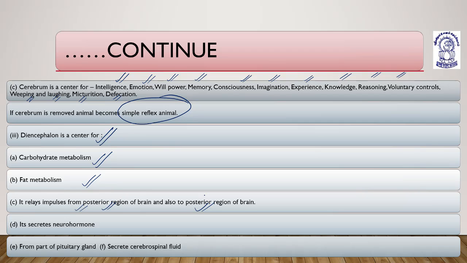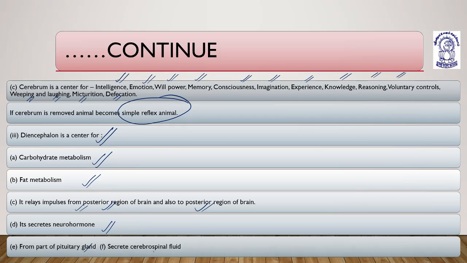So the diencephalon is considered a center for carbohydrate metabolism and fat metabolism, and it relays impulses from the posterior region of the brain and also to the posterior region of the brain. It secretes neurohormones. The diencephalon also forms part of the pituitary gland.